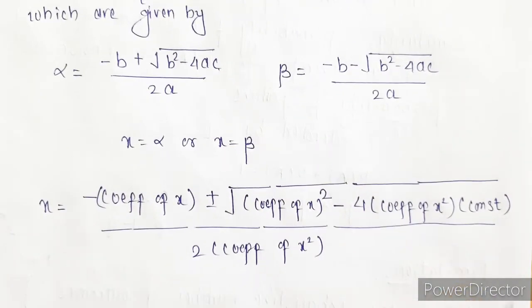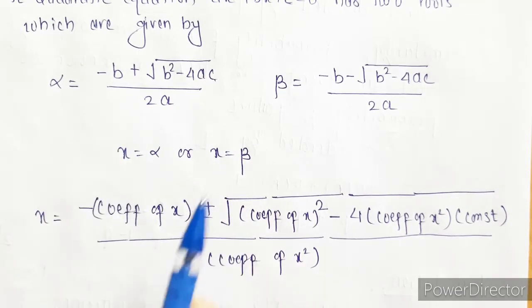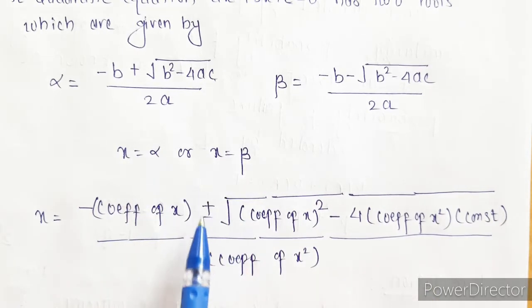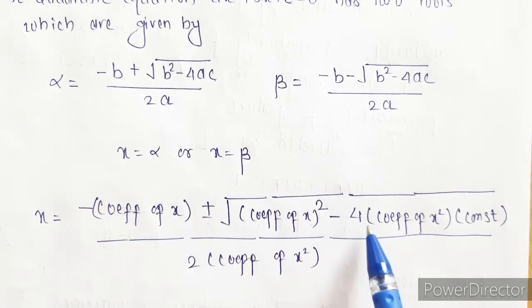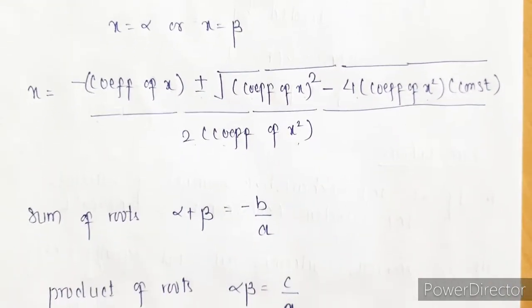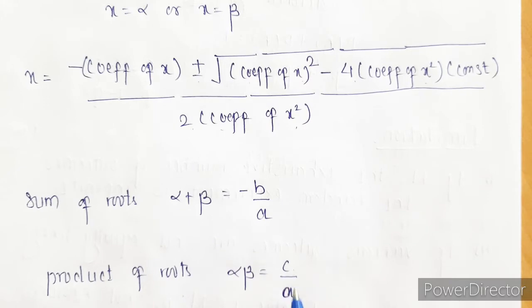Again the same thing is written here. x is minus b, the coefficient of x, plus or minus, because alpha is plus and beta is minus, so we have written it together, plus or minus root of b square, the coefficient of x whole square, minus 4 times ac, where a is the coefficient of x square and c the constant term, whole divided by 2 times the coefficient of x square, that is 2 times a. Now if we add these two roots alpha and beta, what we get is minus b by a, and if we multiply these roots, what we get is c by a.